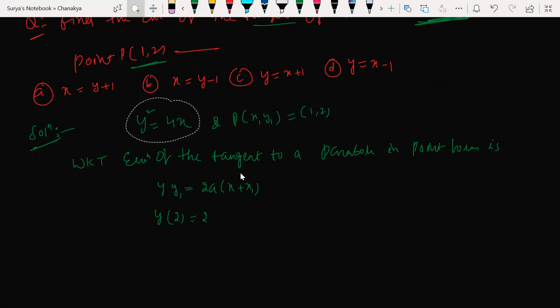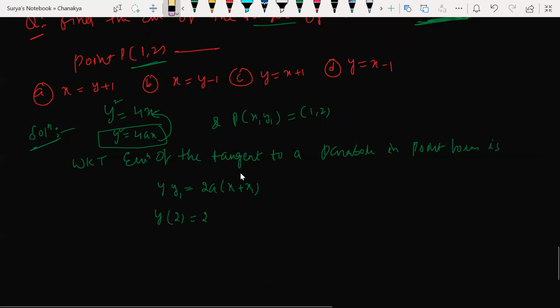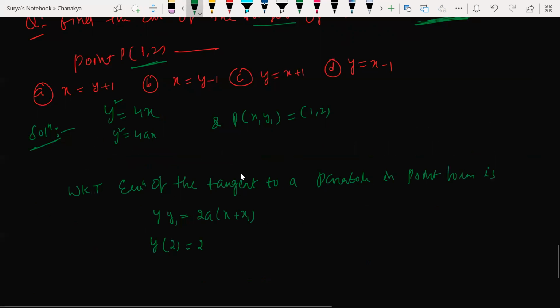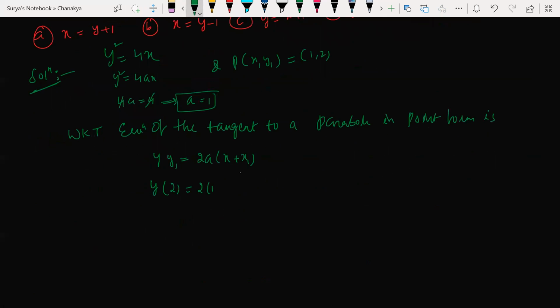What is the value of a? Tell me. If I compare this parabola with y square is equal to 4ax, what is the value of a? 4a is equal to 4. So the value of a is what? 1. Correct. So substitute the a value here. 1 into x plus x1. What is x1? 1. So 2 times of y, 2 times of x plus 2.